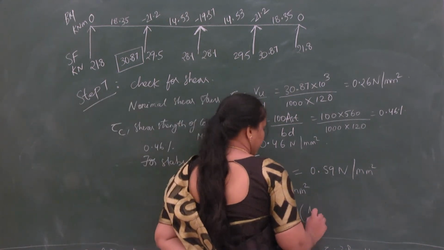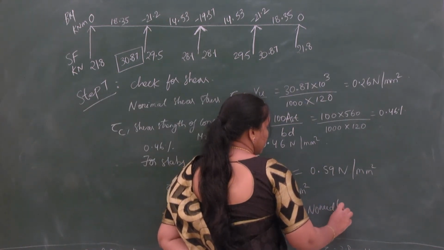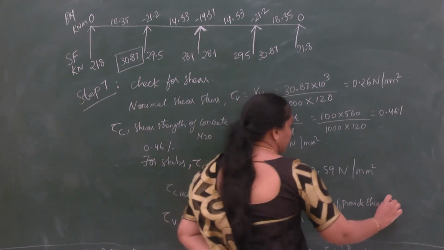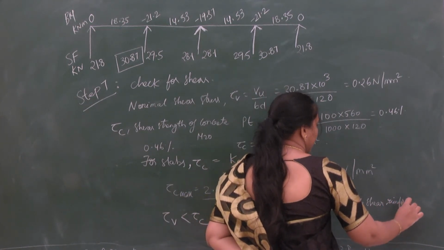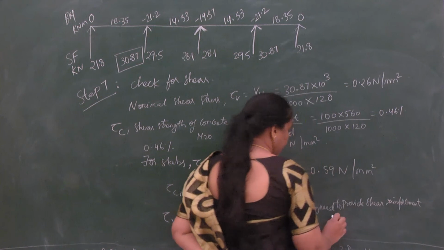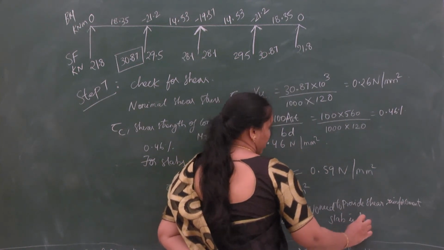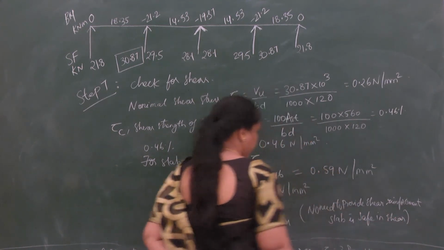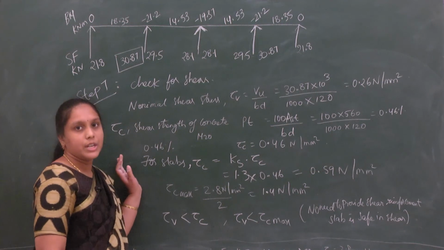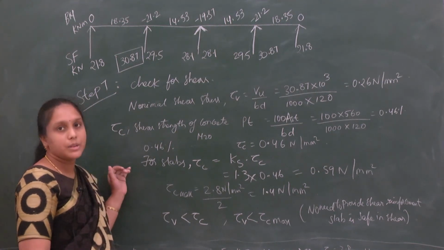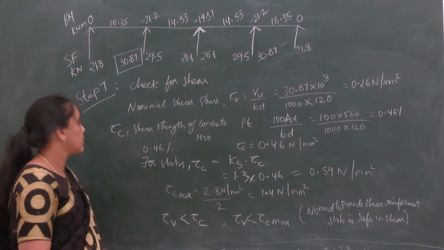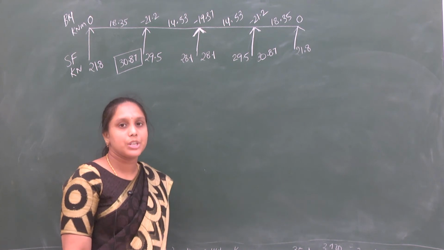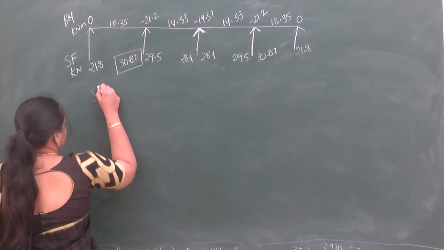So no need to provide shear reinforcement and the slab is safe in shear. So the check for shear is done. So what is the next step? The next step is to check for deflection, that is, to check for control of deflection.